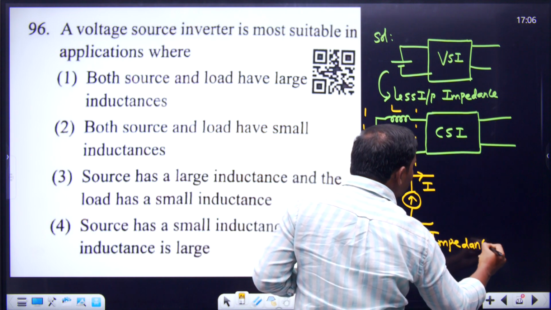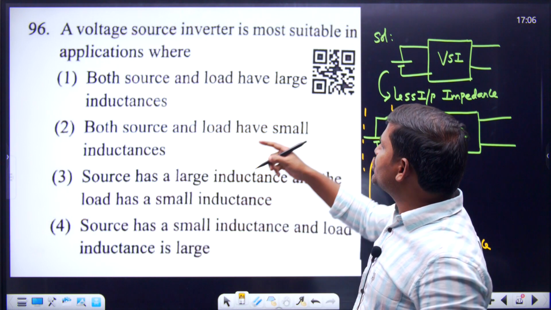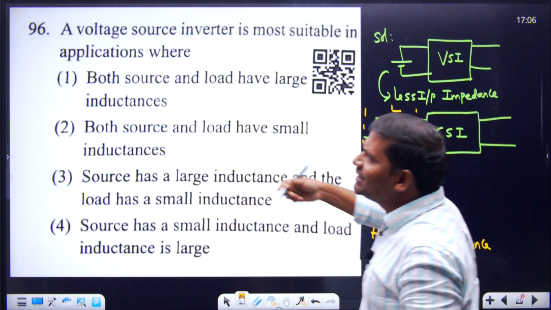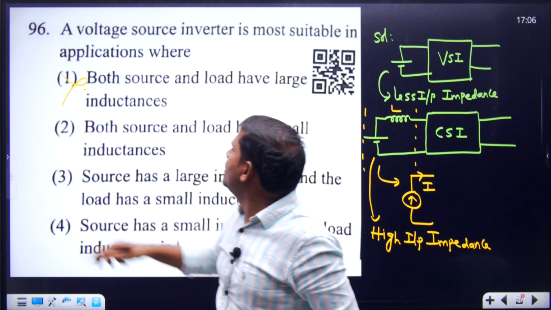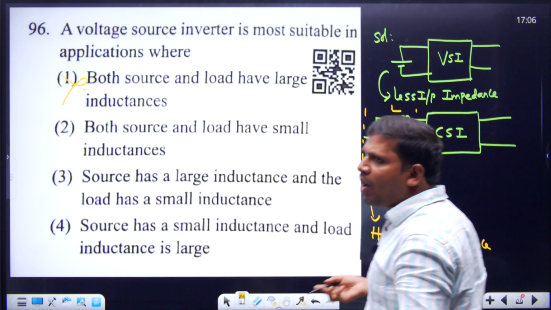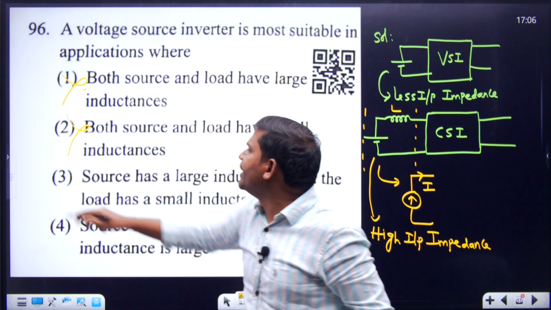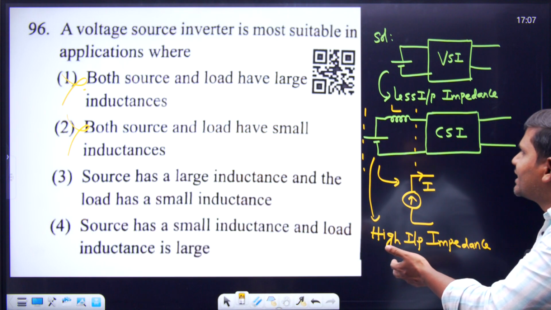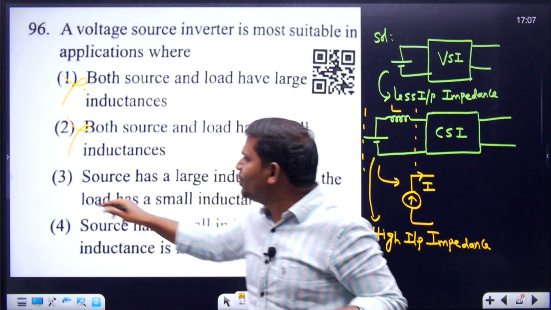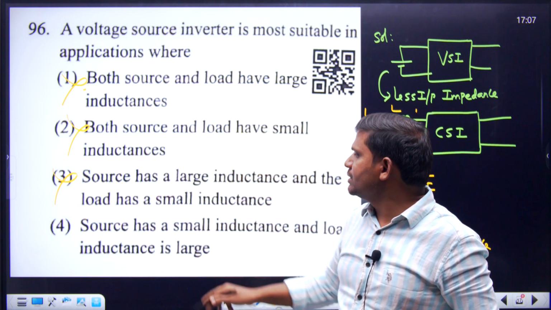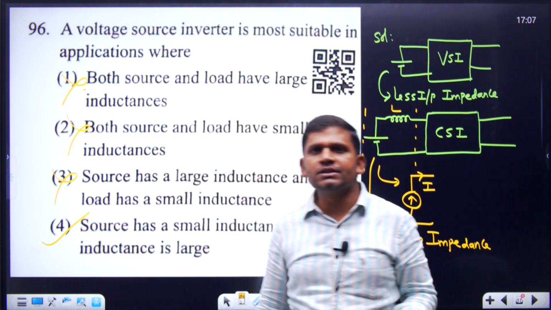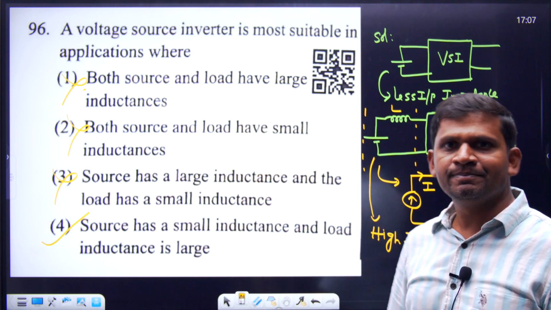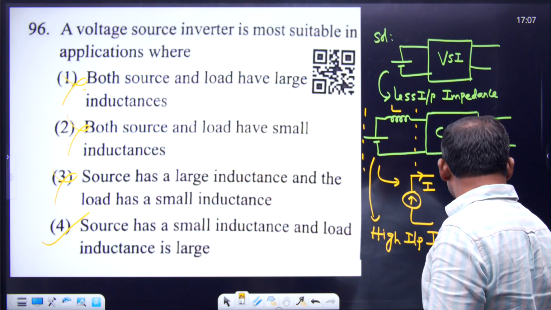With this fundamental: both source and load have large inductance, then you can apply the VSI. Wrong statement. Both source and load have small inductance. It is also a wrong statement. Source has a large inductance. That is wrong, source must be small inductance. Source has a small inductance and load must be large inductance. The fourth statement is correct. Clear, students? You have to concentrate.